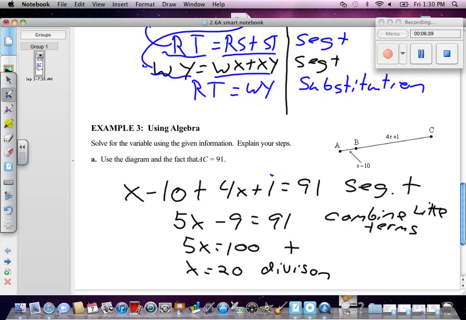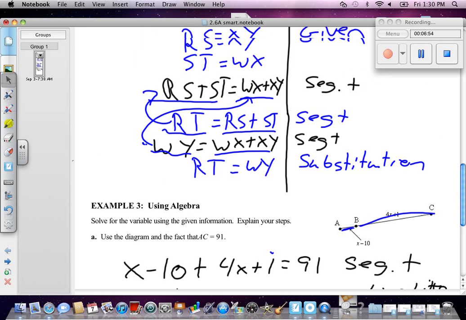Yes, Abby? How do you know it's segment addition? If you've got a segment, and it tells you something about parts of it, and when we add them together, we get AC. No, I mean the one before as well. Do you see the picture? RS plus ST would give you RT. You just know that. If it gives you a segment and it gives you parts of the segment, you know that you have to add them together.